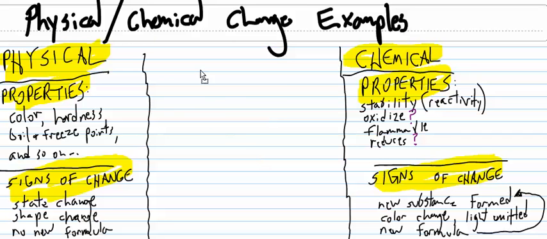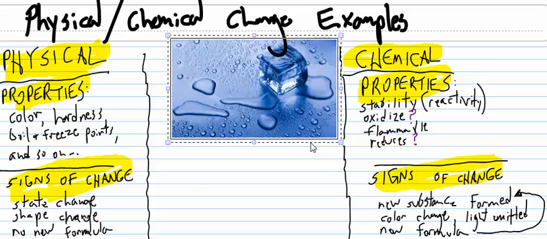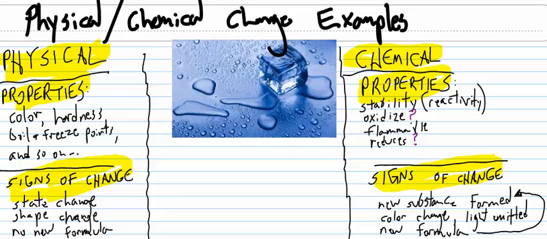How about this one? What do you think about this one? Melting ice. What's your first thought? Physical or chemical change? Well, you might think, oh yeah, we got a new substance. We got some water from the ice. So no, unfortunately, that's not it. What we've got here is a state change. We went from a solid to a liquid. Let me show you the formula.